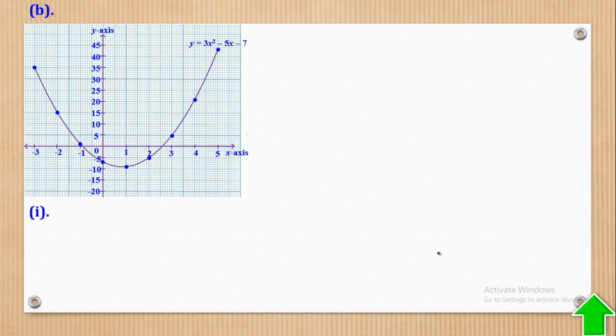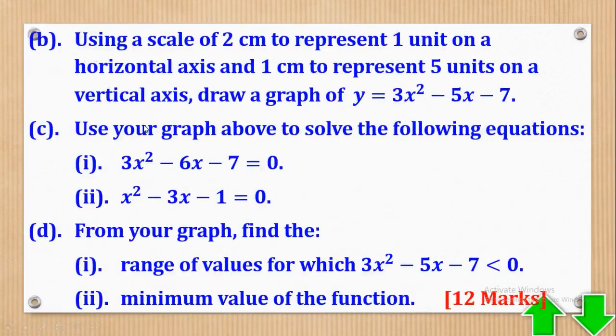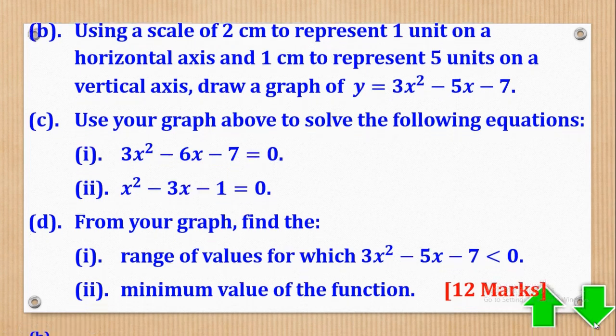So now we shall go to Roman 1. So Roman 1, let's see what it said. Part C Roman 1 says, use your graph above to solve the equations. Roman 1, 3x squared minus 6x minus 7 equal to 0. So the first thing to do is to compare this with this plotted graph by subtraction. So let's do that.